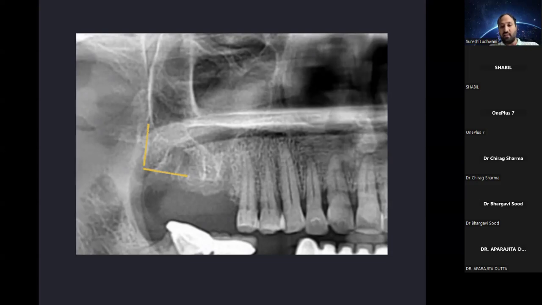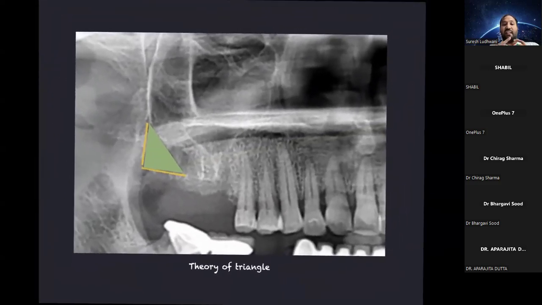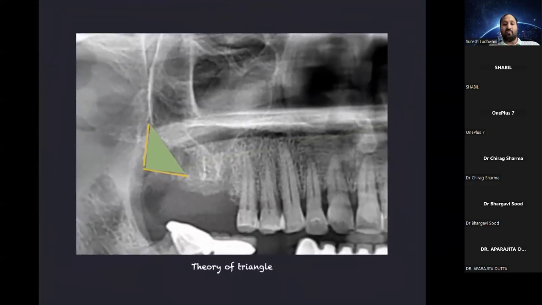Now, what is the theory? The theory is that the triangle which is formed is an ideal place for you to place your pterygoid implants, because this will go directly and hit your junction, the place where all three bones meet. This is where you will go and hit. So considering this triangle, I can place my implant over here. Now you can see that it goes and directly hits the junction of all three bones.